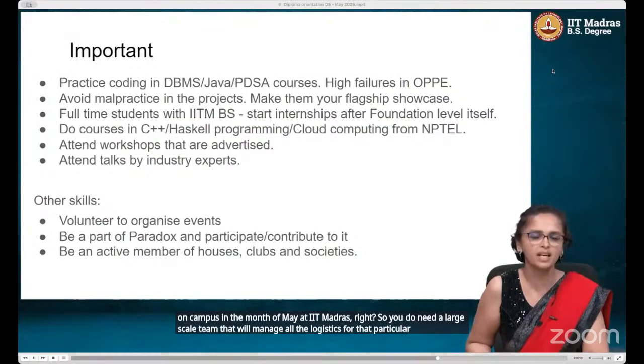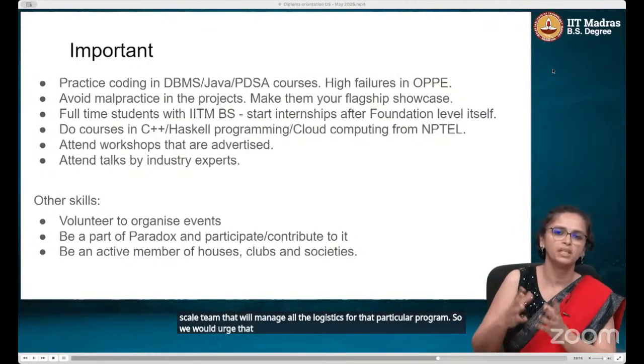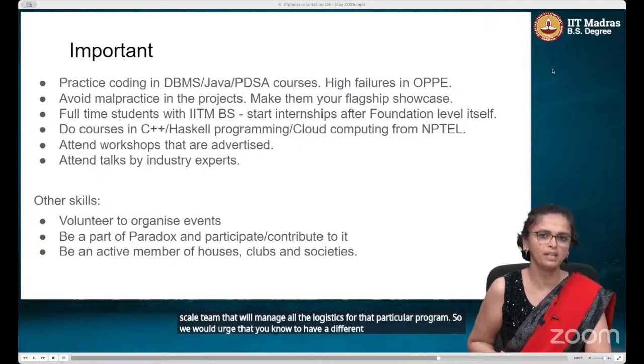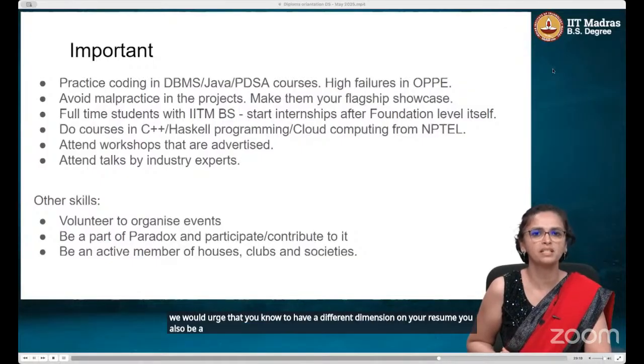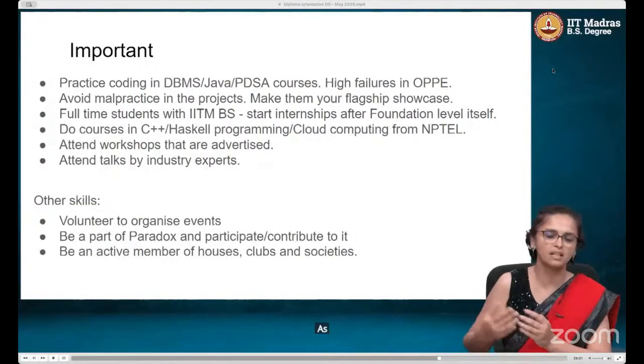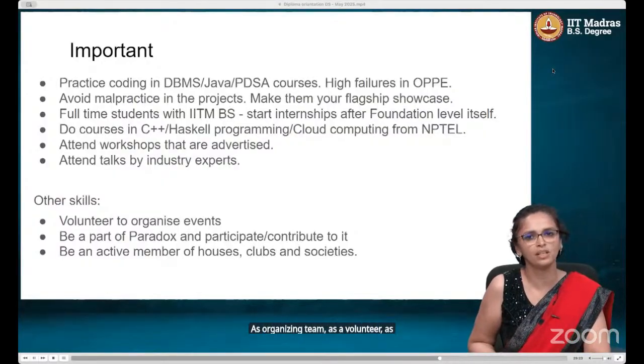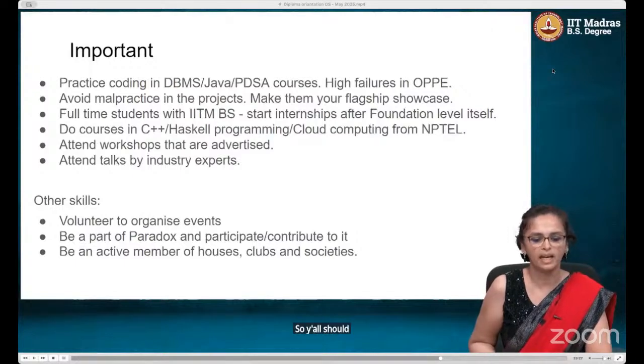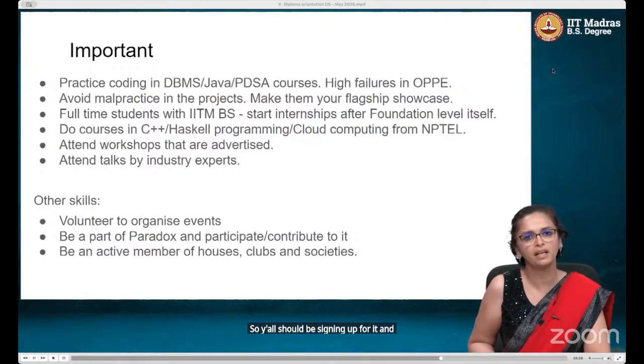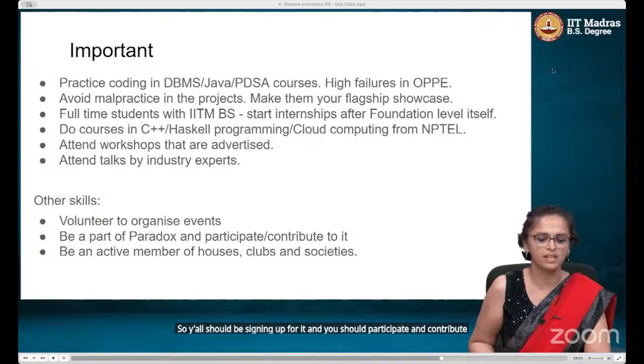So we would urge that, to have a different dimension on your resume, you also be a part of all such events as part of the organizing team, as a volunteer, as a core member, as an event organizer. They have multiple positions there. So you all should be signing up for it, and you should participate and contribute to such events also.